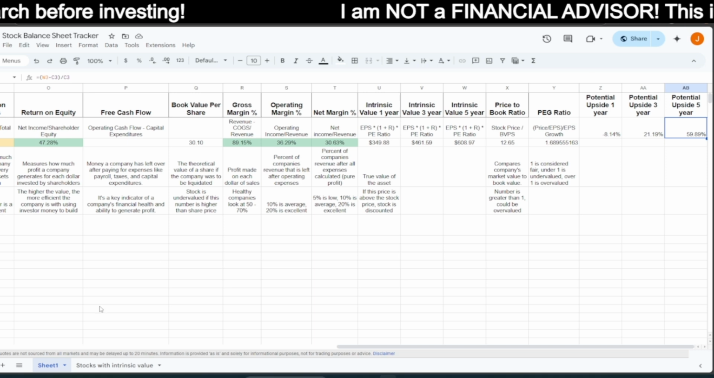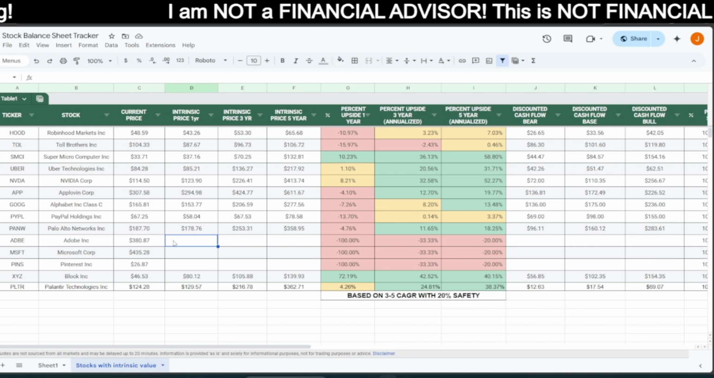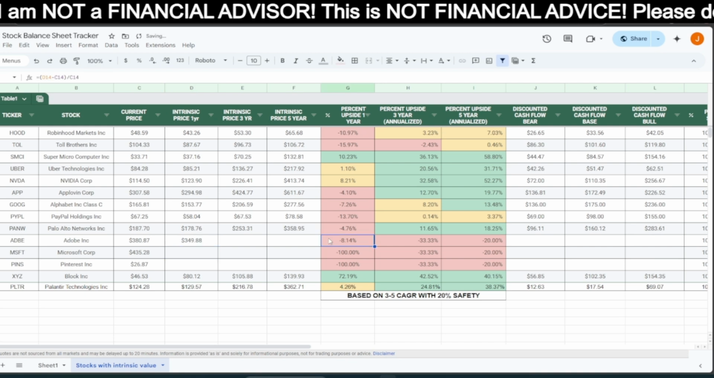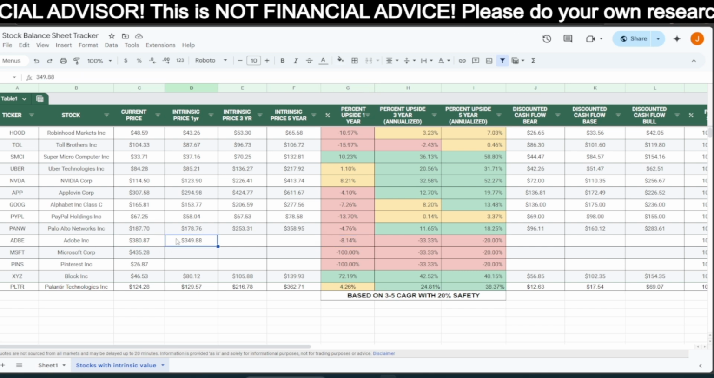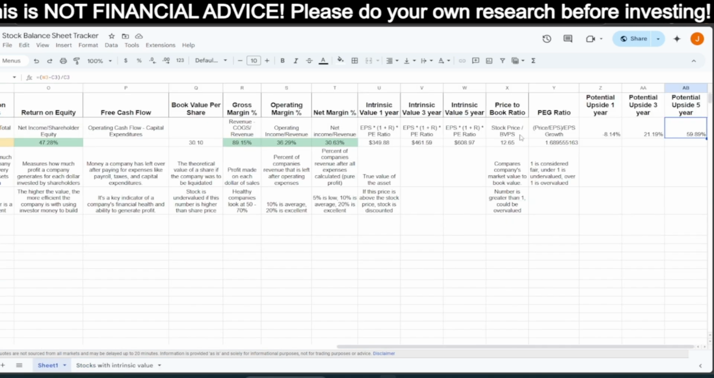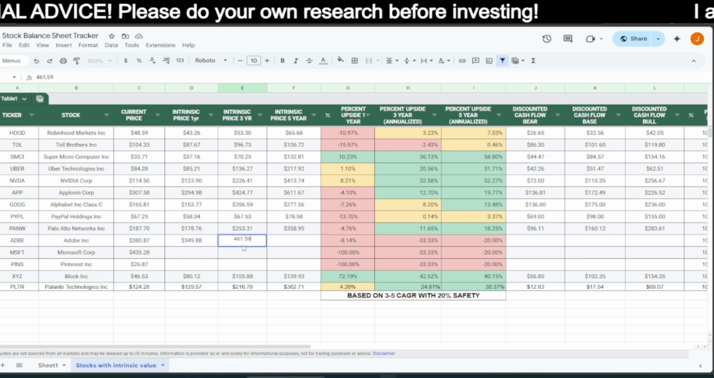Intrinsic value for 1 year is 349.88. So I come over to my spreadsheet here, and this spreadsheet is taking me a lot of time to do. I'm plugging in 349.88. Again, down about 8% upside for the year. So right now it's trading at about 381, so it's overvalued by about 8% in the 1 year. 3 years, looking at 461.59. So plug that number in there.